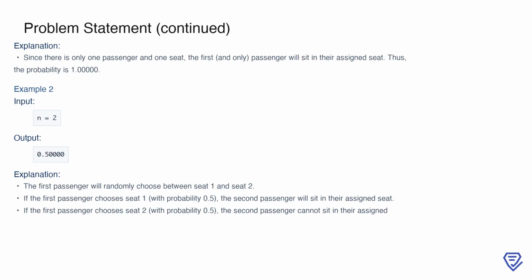However, if passenger 1 selects seat 2, passenger 2 is now displaced and has no choice but to take the remaining seat, which is not their assigned seat. This also has a probability of 0.5. Combining these outcomes, the overall probability that passenger 2 sits in their assigned seat is 0.5, or 0.50000.